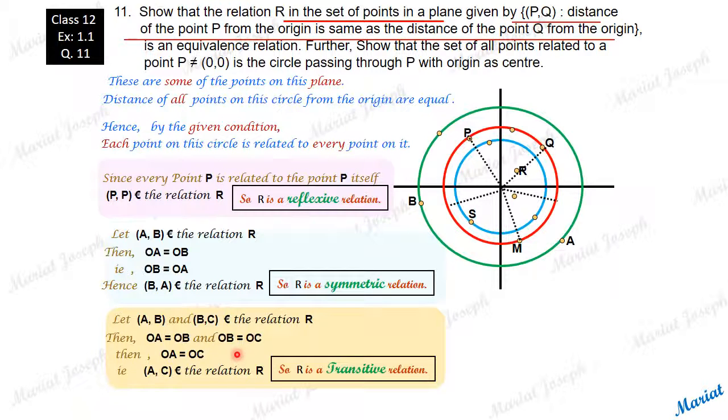Hence, this relation is reflexive, symmetric, and transitive. So, it is an equivalence relation. We have proved it is an equivalence relation. Now we need to show something further. Further show that the set of all points related to the point P, if P is not the origin, all those points lie on a circle passing through P with the origin as center. It is almost obvious, but we need to express it well.